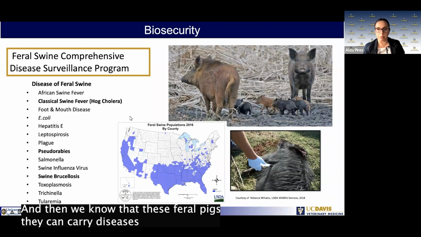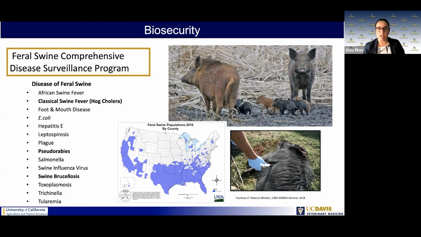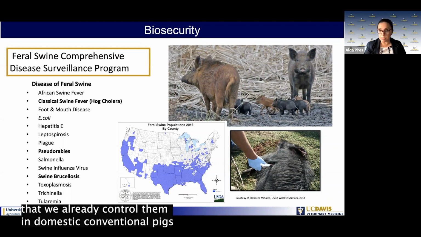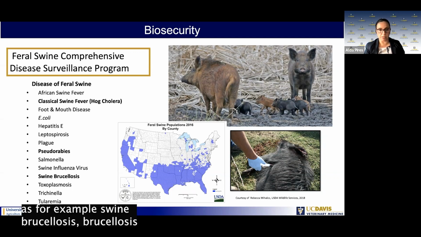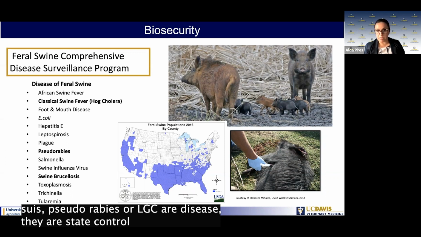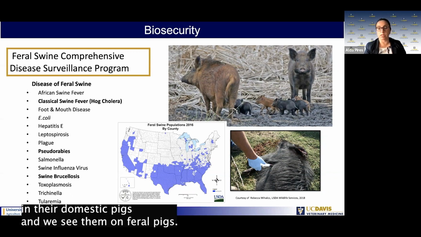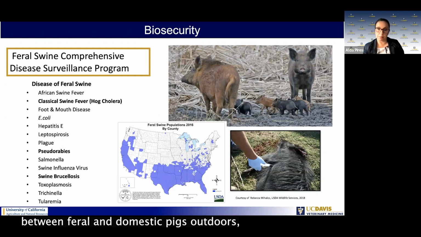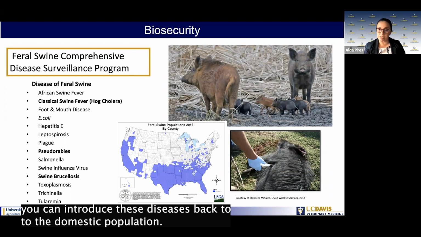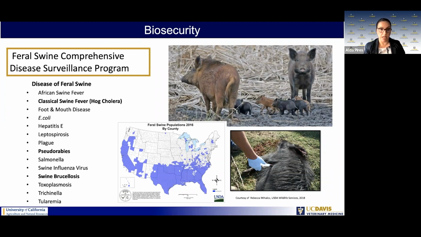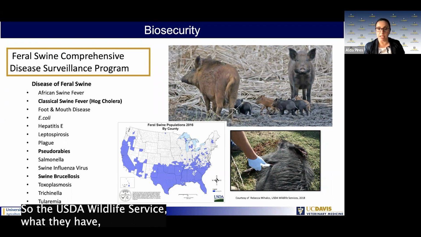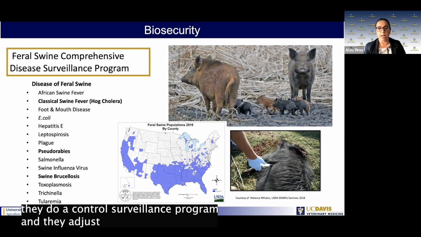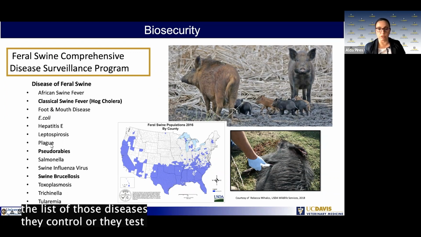We know that these feral pigs can carry diseases that we already control in domestic conventional pigs, for example swine brucellosis, Brucella suis, and pseudorabies, or Aujeszky's disease. We see them in feral pigs. So if there is direct or indirect contact between feral and domestic pigs outdoors, you can introduce these diseases back to the domestic population. The USDA Wildlife Service runs a control and surveillance program, and here is the list of those diseases they test.